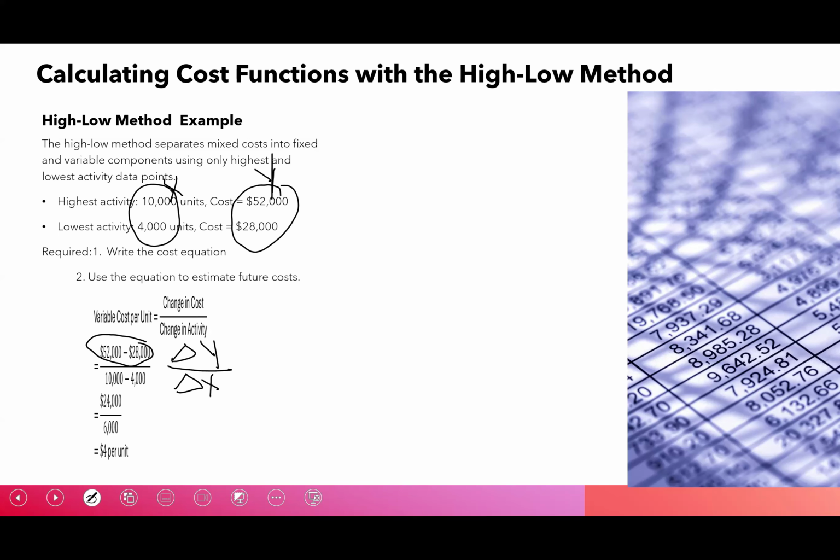Okay. So as a result, I come up with a variable cost of $4 per unit, which is what we call the B, or the slope of my curve. Now I'm ready to figure out what the fixed cost must be. I can take either of these two data points, either this one or this one, and figure out what the fixed cost must have been.